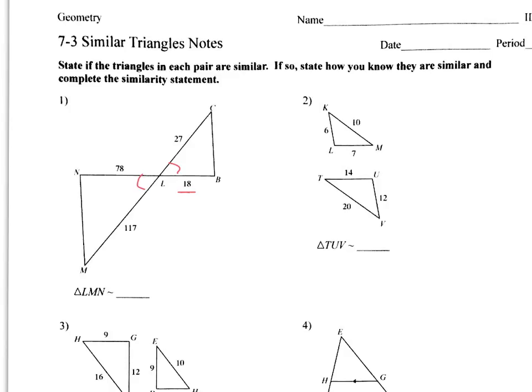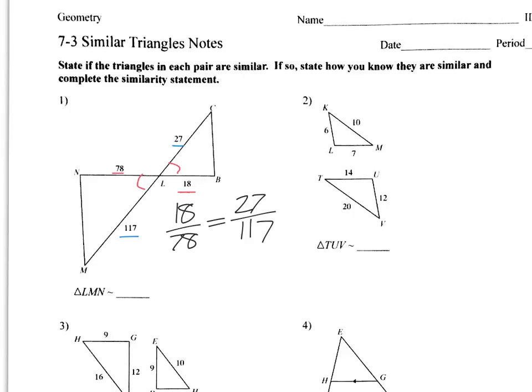Well, 18 goes with 78, and the reason it does is because 18 is smaller than 27, and here 78 is smaller than 117. So that means the two smaller ones in the two triangles have to go together. So I have to check to see if they're proportional to the other two sides, 27 and 117. So I do 18 over 78, see if that equals 27 over 117.